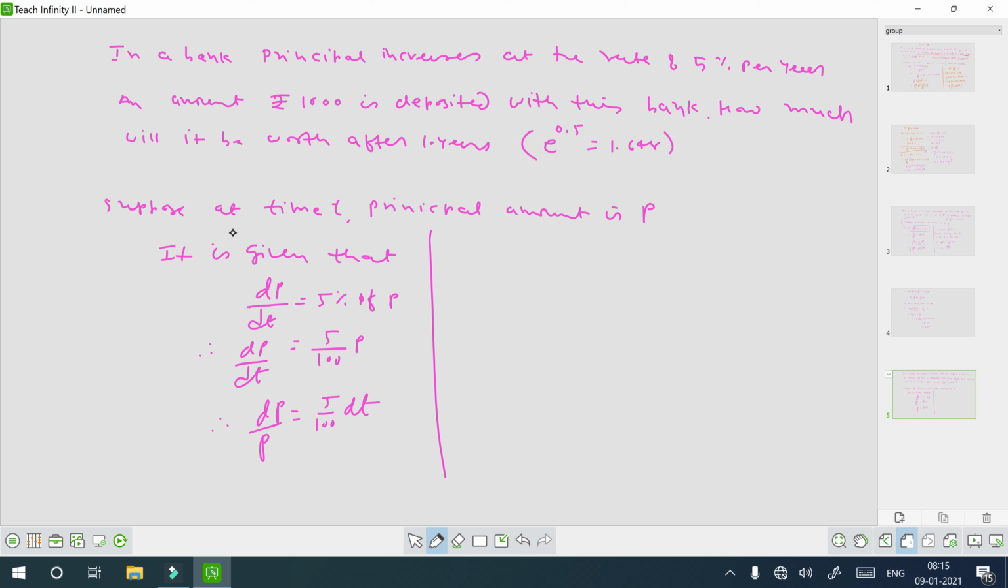You can also do the simplification, yes. Therefore integral dP/P is equal to 1/20 integral dt plus C. So log mod P is equal to 1/20 t plus C.